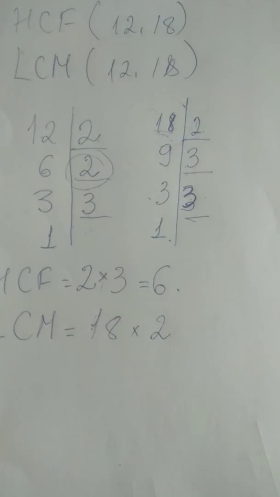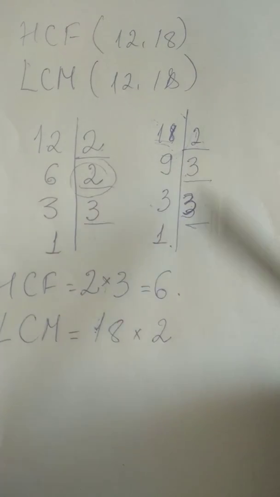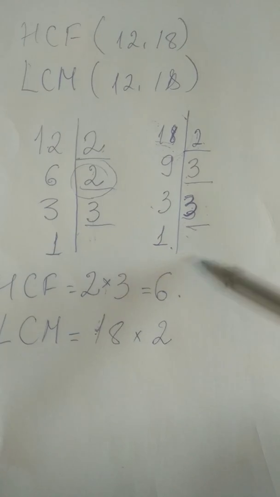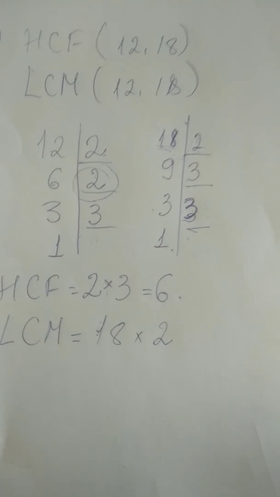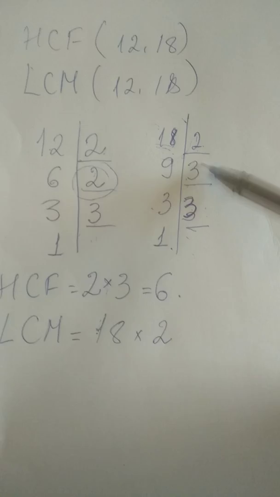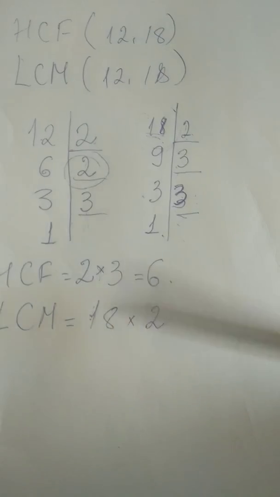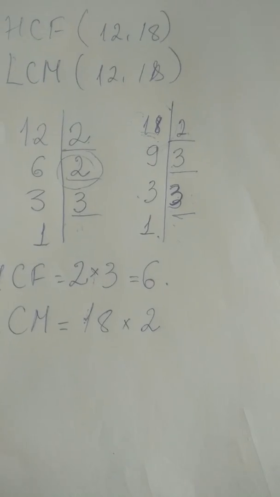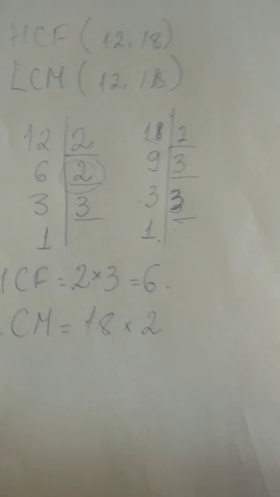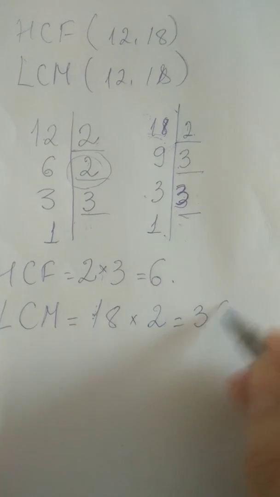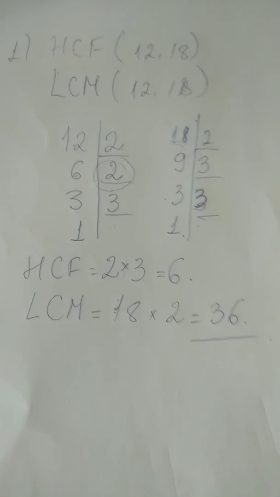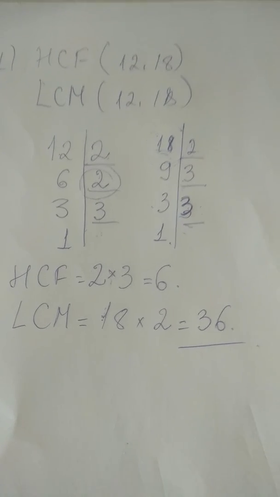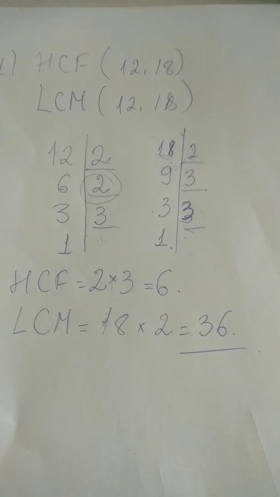You can ask me, teacher, why we didn't take 3? Because some students get confused at this step. Why we didn't take 3? Because we have 2, 3 here. But guys, we took 18 already. That's why we don't need to take 3 again. So 18 times 2 is 36. That's it. So the HCF of 12 and 18 is 6, and the LCM of 18 and 12 is 36. That's it, okay?